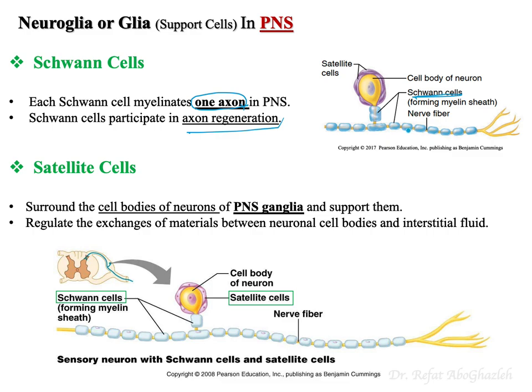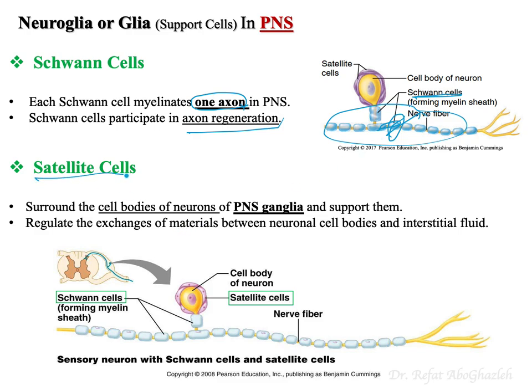For example, during damage to one of the peripheral nerves, Schwann cells create a kind of wrap or fold that facilitates the regeneration and regrowth of the axon, which is way simpler, or easier, than the regeneration in the central nervous system. So the regeneration in the peripheral nervous system is way easier than that in the central nervous system. Anyway, this is about the Schwann cell. That means it's around the axons.